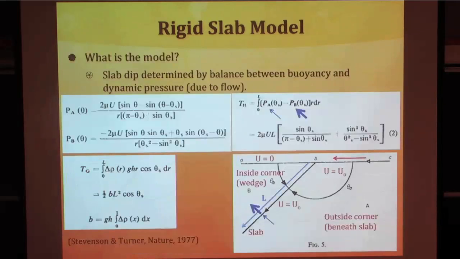So what can you actually predict about dynamics from this model, okay? Stevenson and Turner, and also another paper by Tovish and Schubert, showed in 1977 and 1978 that if you look at the balance between a slab that's rigid and its density, and the forces that come from the viscous flow, you can predict something about what the steady state dip of the slab should be. Okay, so I'll just walk you through the basics of this.